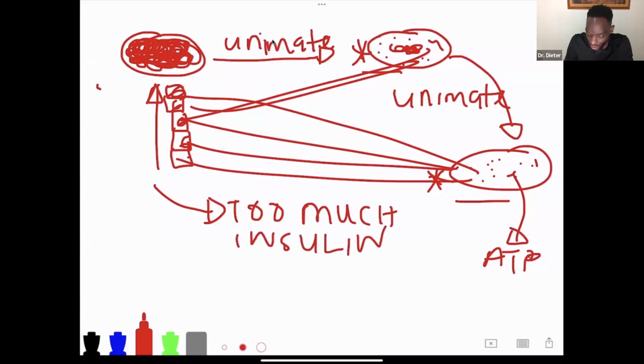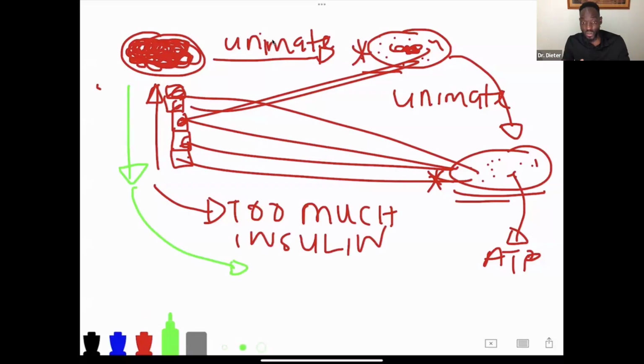Now that the cell is free and all this glucose gets into the cell, the concentration of glucose in the blood drops. When the concentration of glucose in the blood drops, a text message is sent to the pancreas: "Hey, you need to decrease the amount of insulin that you're producing." So the pancreas now goes to a low amount of insulin.